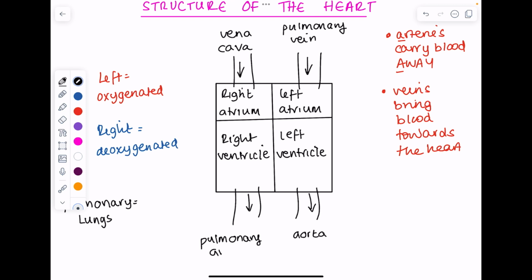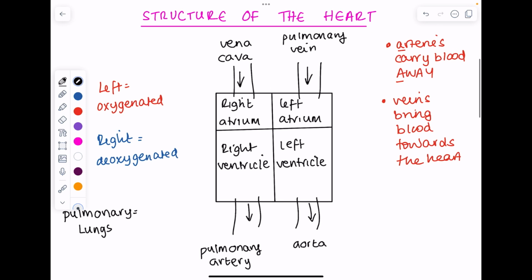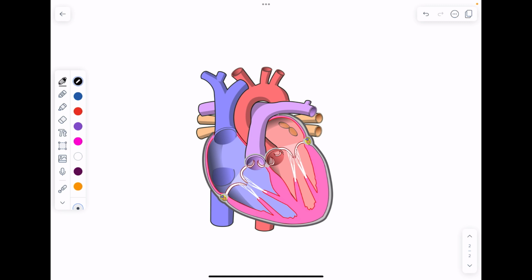So practice drawing your box diagram to make sure that you're happy with the basic structure of the heart before we turn to the more anatomically correct version. So here's a more anatomically correct version of the heart, but in essence it's the same. We have our 4 chambers. Let's start by labelling them. This remains the left side of the heart. This is the right hand side of the heart.